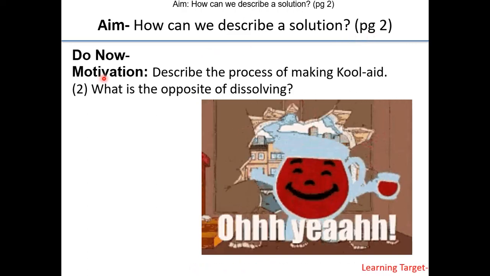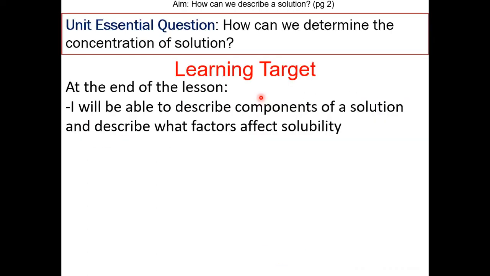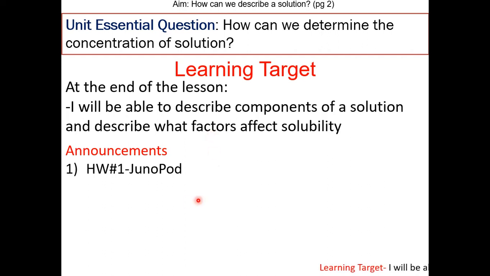Motivation. Take a moment to think about the process of making Kool-Aid and what is the opposite of dissolving. We will discuss this later on in the lesson. Learning target. At the end of the lesson, I'll be able to describe components of a solution and describe what factors affect solubility. This will be number 1, which will be a learning check based off this lesson.